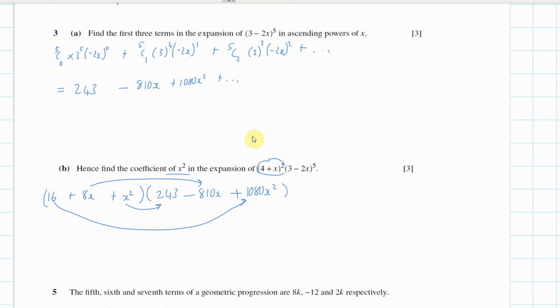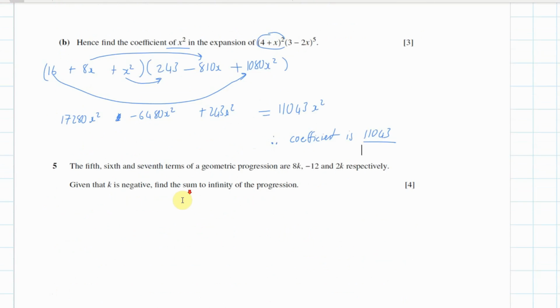is 17280. So 17280 x squared plus the next one is actually negative 8 times negative 810, which is negative 6480 x squared. And then the last one is plus 243 x squared. We add all of those together, and I'm getting 11043 x squared. So therefore, the coefficient is 11043.